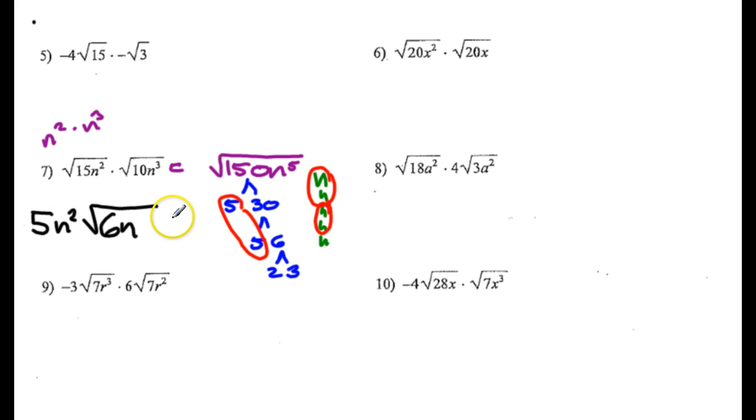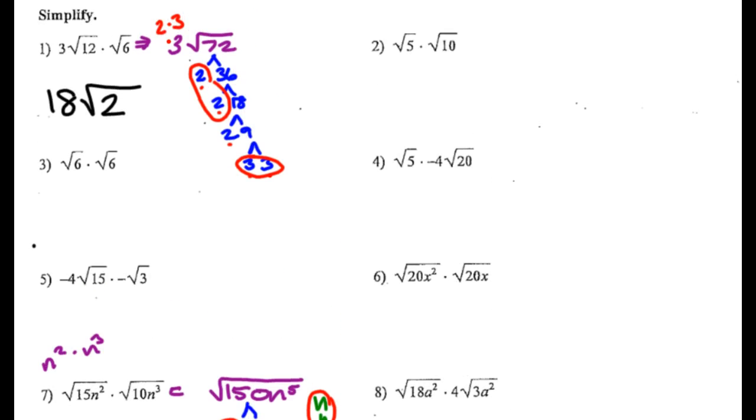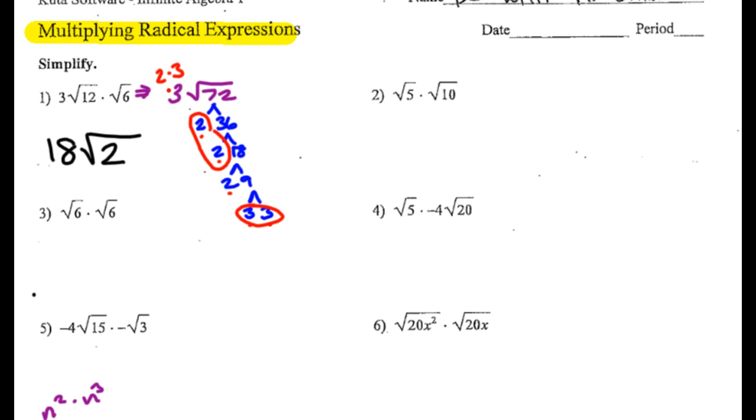Final answer. Okay, so hopefully you're seeing by now, it's the same thing you just did. You're simplifying it. You just have to multiply them together first to make it into one radical. Okay? So that's 10 problems. We just did 2, so that just leaves 8 more for you to practice here. All right?